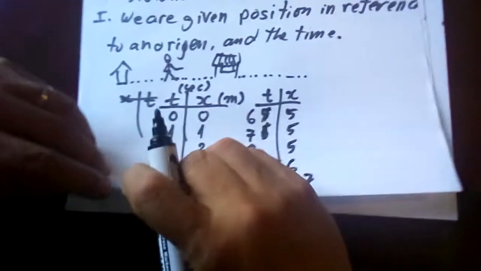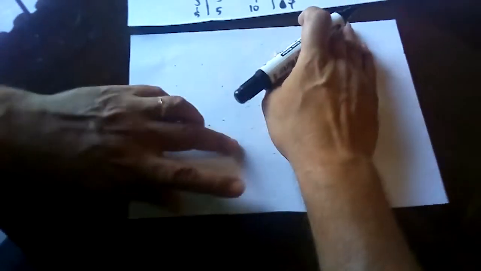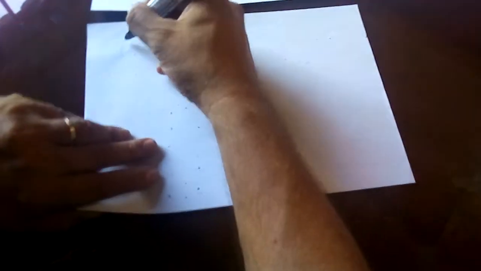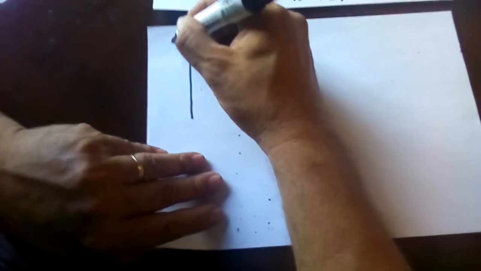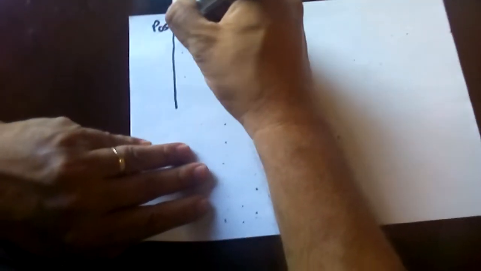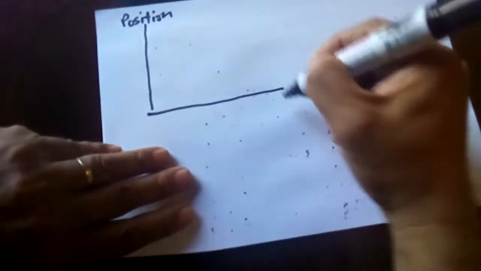So this is the data chart that we will use to graph his motion. How do we do that? Well, first we have the position axis, and we have the time axis.